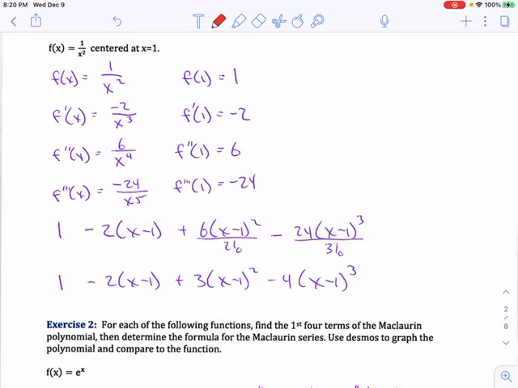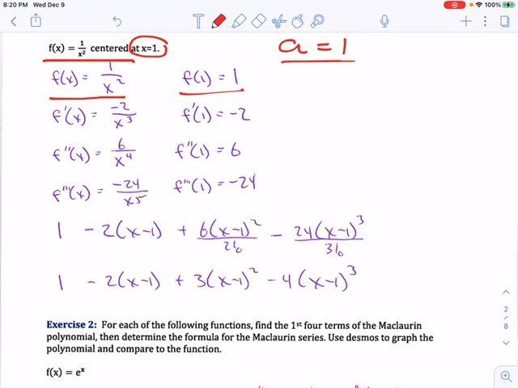Okay, in this video I'm going to do another Taylor series. This time our function is f of x equals 1 over x squared, and it is centered at x equals 1. Or in other words, a is equal to 1. As I stated in my last video, what I like to do is start by writing out the function, 1 over x squared, and then evaluate that at a. So f of 1 is 1.